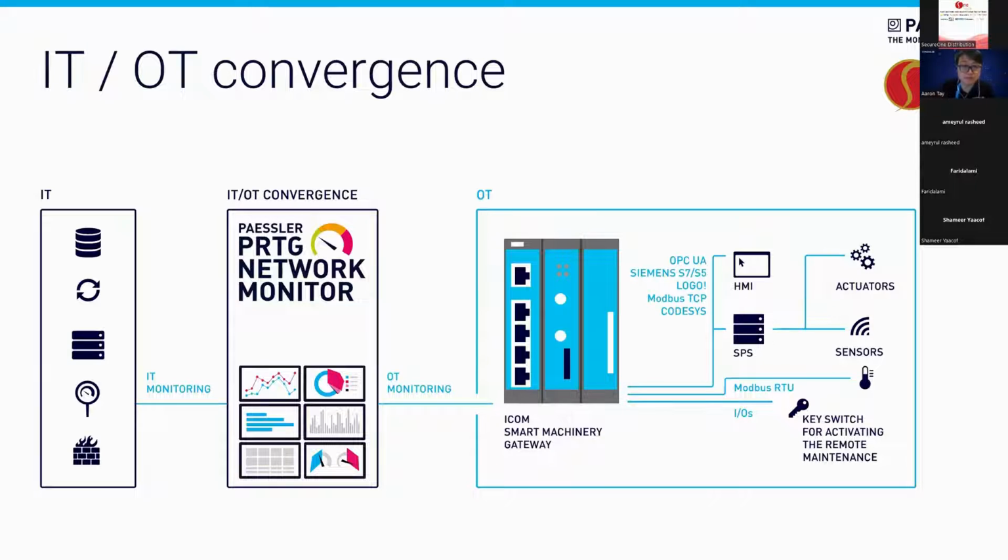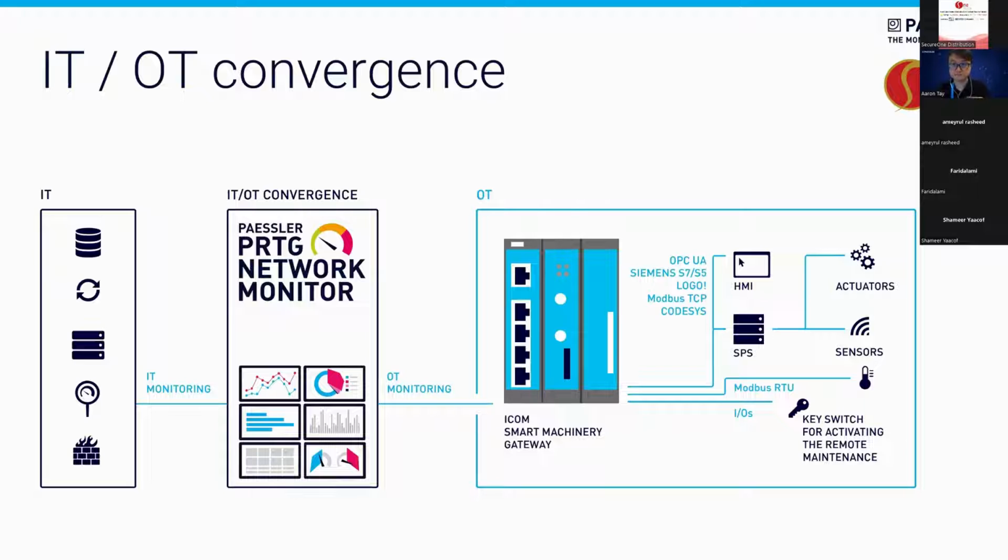As an example, right now you can see we're using a gateway which works together with PRTG: the ICOM Smart Machinery Gateway. It can help you collect data from actuators, from Siemens S7, which is actually a PLC. You can use Modbus TCP. You can get data from physical sensors that measure your temperature, your humidity, all these kinds of things. Then all this data will be shown in PRTG, so both the IT and the OT together in one.